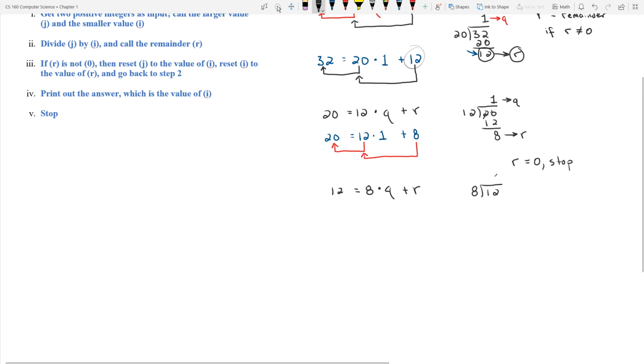8 goes into 12, again, just one time. We have a remainder of 4. We'll put that into the equation where we have 12 is equal to, and I will show that. I'll continue showing this. So we're going to move 8 to where 12 is, and we are going to move the remainder to where 8 is. So let's do that. 12 is equal to 8 times 1 plus 4, and I shouldn't have shown that here.